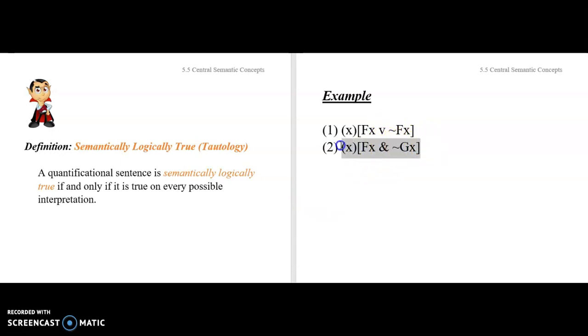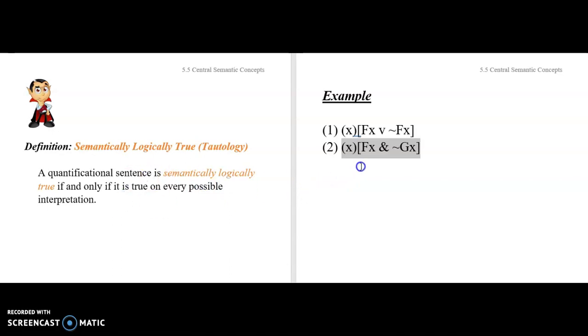Now, let's say you're trying to prove, for example, that this sentence is not a tautology. How could you prove that it's not a tautology? Well, in order to be a tautology, it has to be true on every possible interpretation, right? So, provided you can give me an interpretation, any interpretation, just one, according to which the sentence is false, you will have thereby demonstrated that the sentence is not a tautology, is not semantically logically true.